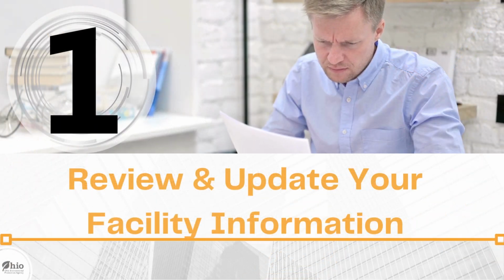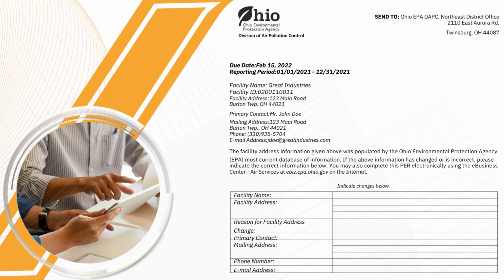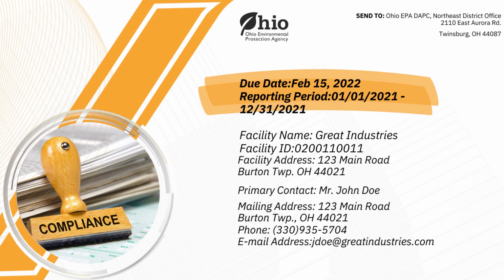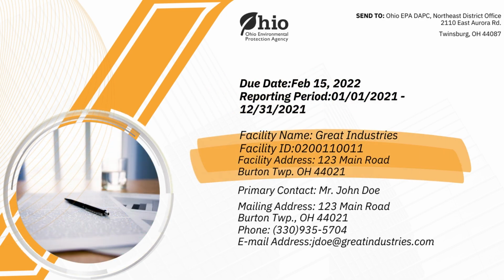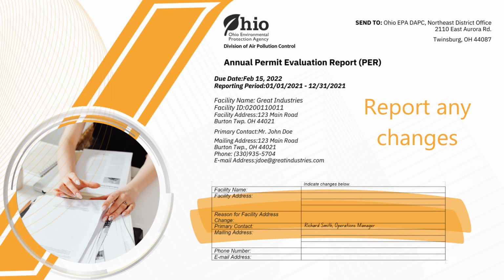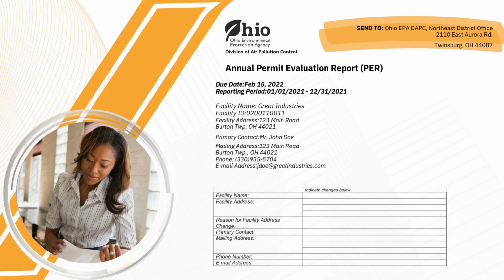Let's start the PER by updating your facility information. This is the first page of the PER. You can see that the top portion's already filled out with the year you're reporting for, as well as some of your basic facility information. Review all this information and make sure it's correct. If you have any changes to your facility name, address, or other contact information, you can put the updated information in the blank table provided. Finally, the first page of the PER even lets you know where to mail the completed form back to.